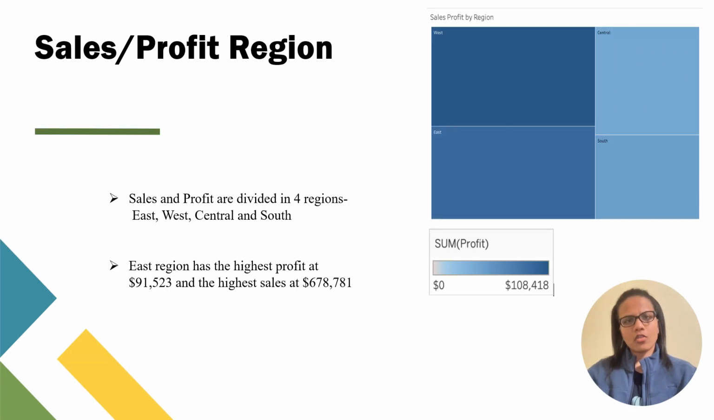Lastly, now let us understand the sales and profit by region. The data provided in the graph is a breakdown of sales and profit by region of the company. The regions are divided into four categories: East, West, Central, and South. The sum profit is indicated through the shade of blue color. The darker the shade, the more the profit. The data shows that the East region has the highest profit and the highest sales.